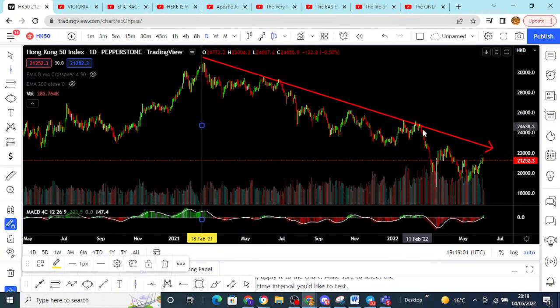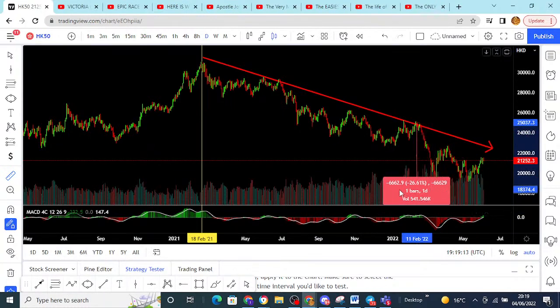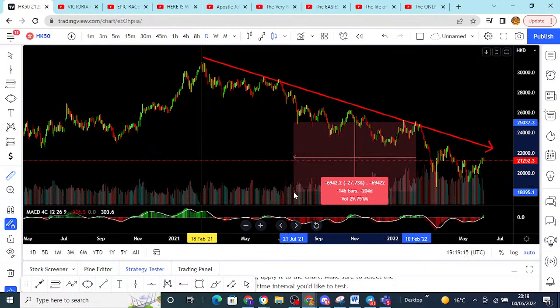Several touches onto the trend line, and a particularly huge drop, which was back on the 10th of February 2022. We can see that there was a massive drop of about 27.7%, about 30%. What caused that? Something happened in the marketplace, and the Hang Seng 50 immediately took a turn for the worse. Market rate wise, it fell by over 6,982 points, which is about 69,000 pips.